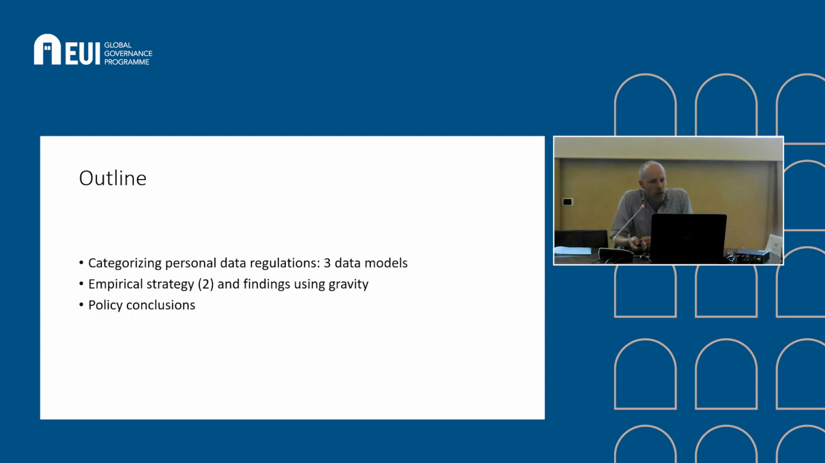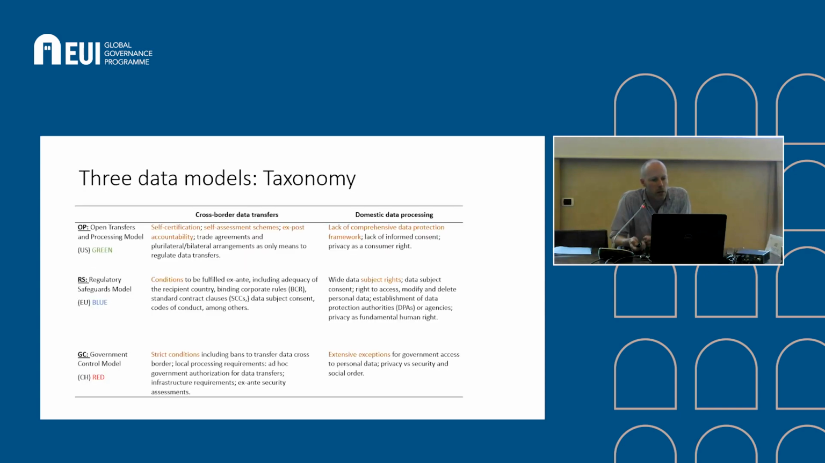So what do I have here? First, a categorization of how different countries regulate personal data. And what do we see? We see three different models in the world. Then I explain something about the empirical strategy. Again, there are two, of which I would like to have your comments on the second one, the empirical estimation strategy using gravity, and then some policy conclusions and further thinking about this. So first, the three data models.